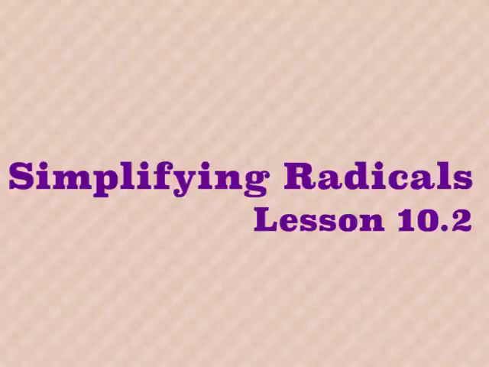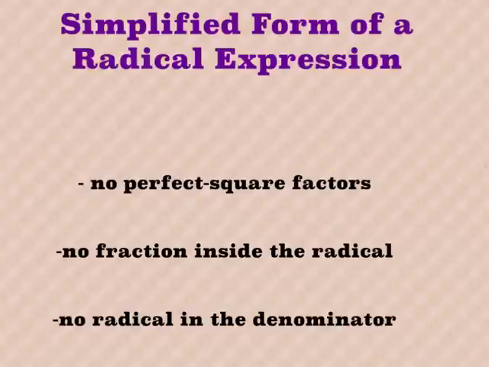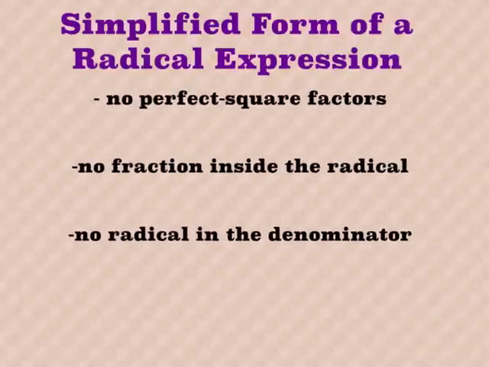This is lesson 10.2, simplifying radicals. Now, a simplified radical, remember a radical expression is anything with the square root symbol or cubed root or anything like that. If it's simplified, it has no perfect square factors, so that means inside the radical, there's no perfect square. We know the square root of 16 is 4. So you can't have any factors of the number being a perfect square.